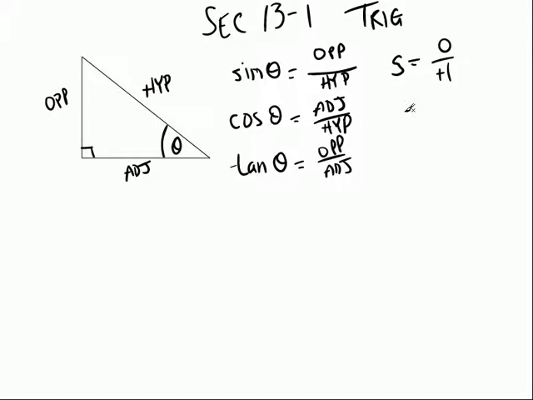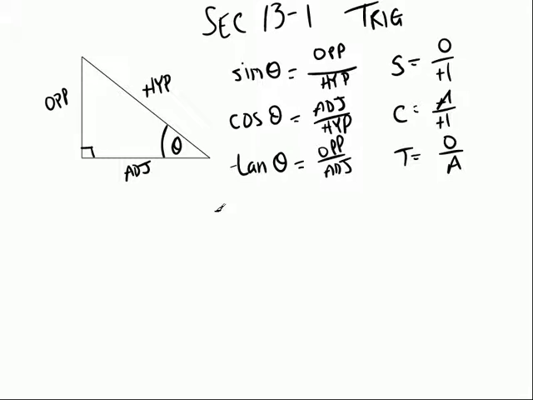Sine equals opposite over hypotenuse. Cosine equals adjacent over hypotenuse. My writing is getting worse and worse. It's supposed to be getting better. Tangent is what? Opposite over adjacent. I think I just have to slow down. And you said it already. Stephen, what was it? SOHCAHTOA.